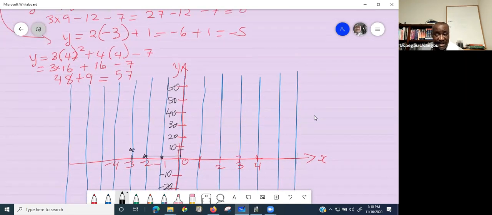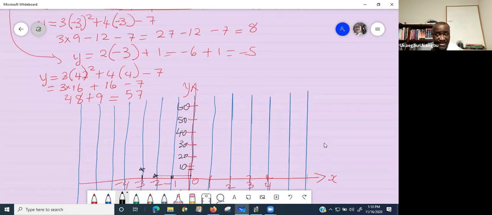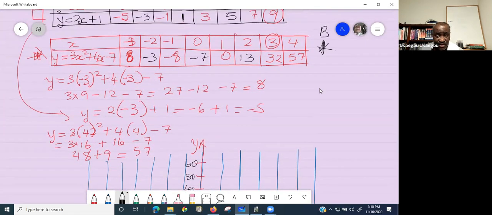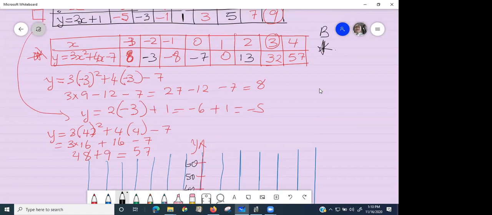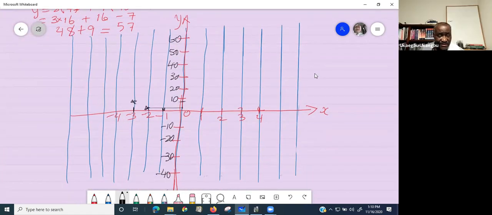Now, look at your value. Did you do the computation yourself so that you can verify if what we wrote is correct? Laurel, I'm asking. Yes. Okay. All right. Now, give me the values again. When x is negative 2, what is the value of y? Negative 3. Okay. Plotted. Now, when x is negative 1, what is the value of y? Negative 8. Okay. Hold on.